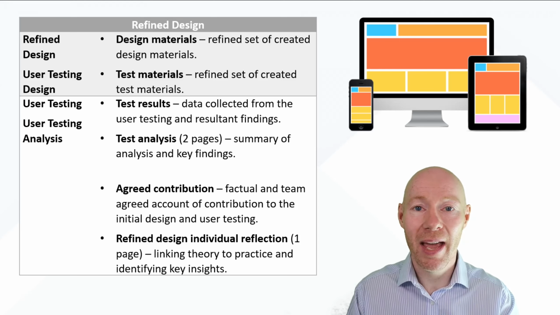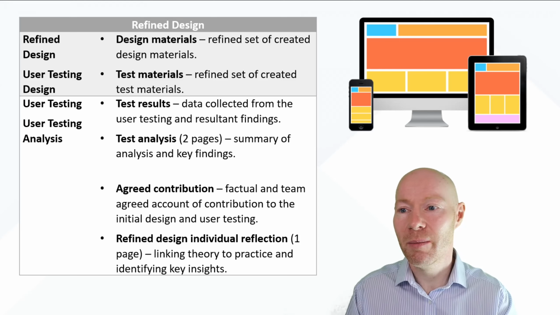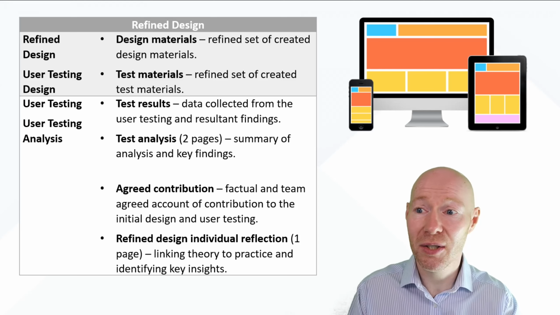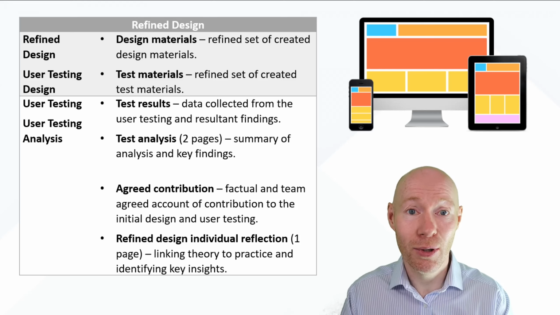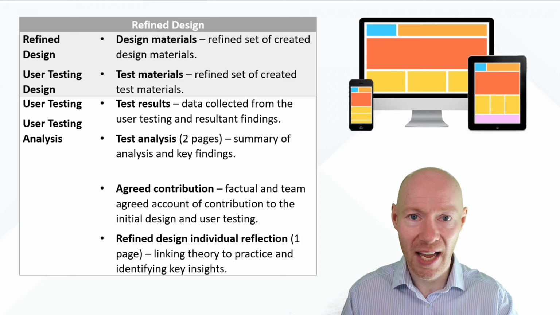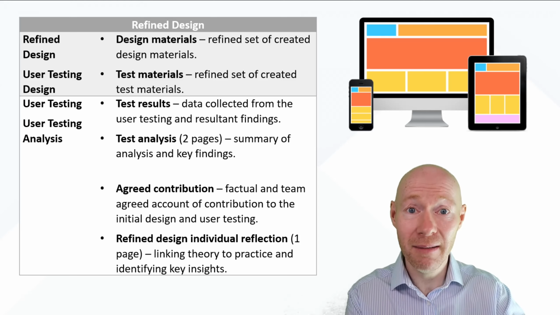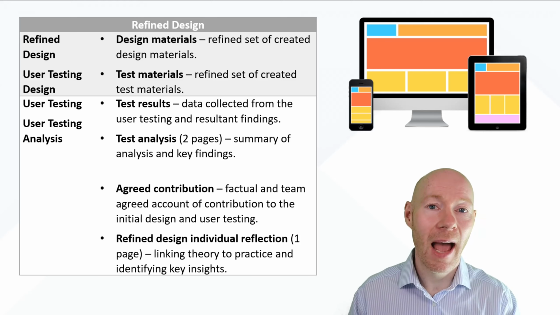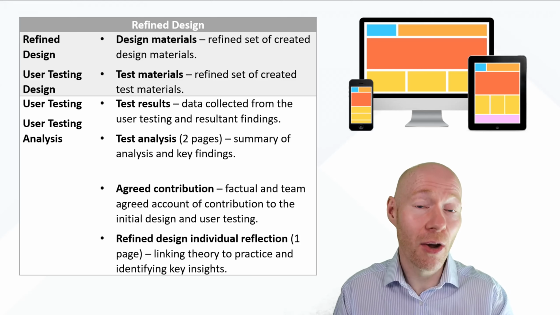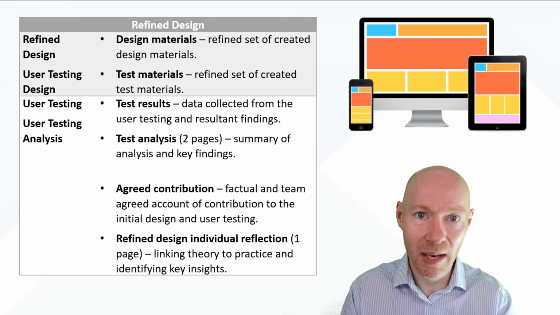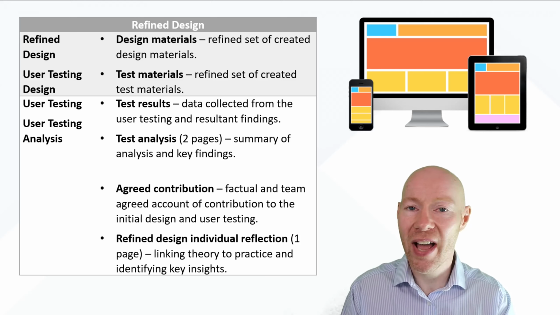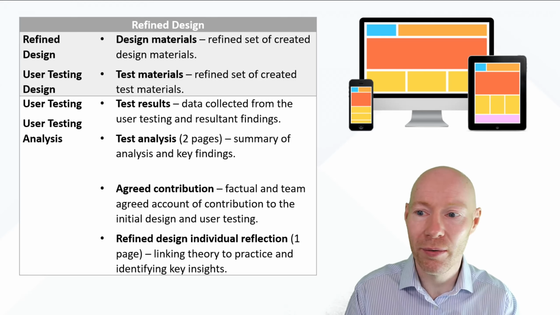I'll ask the team then, so this is a whole team, to submit a maximum of 2 pages of test analysis. So you've done all of this, you've done the test, you've got the results. What does it mean? Maximum 2 pages. Again, I'm going to ask the team to agree the contribution. It'll be done at a team level, openly. A simple factual account of who did what, nothing more than that.